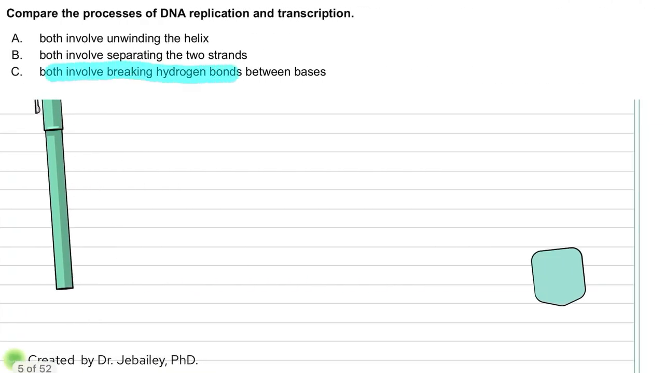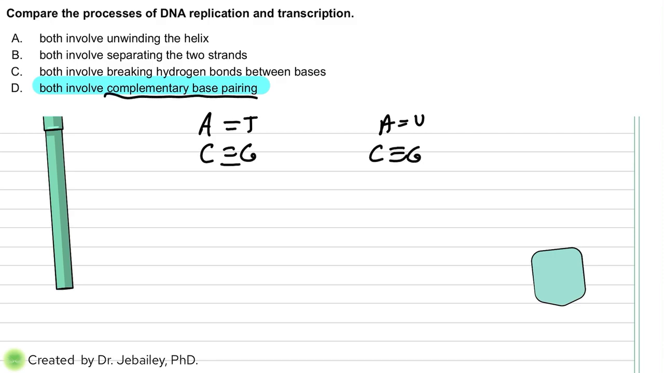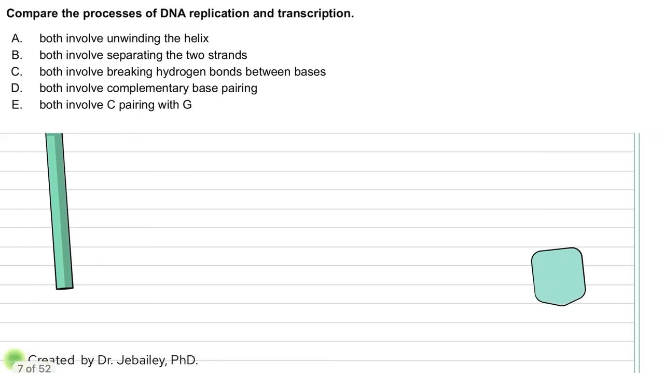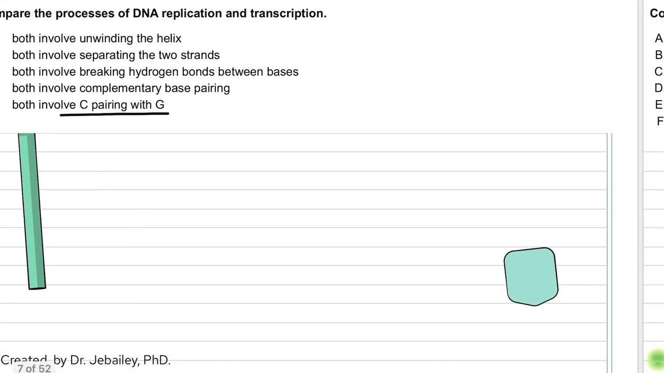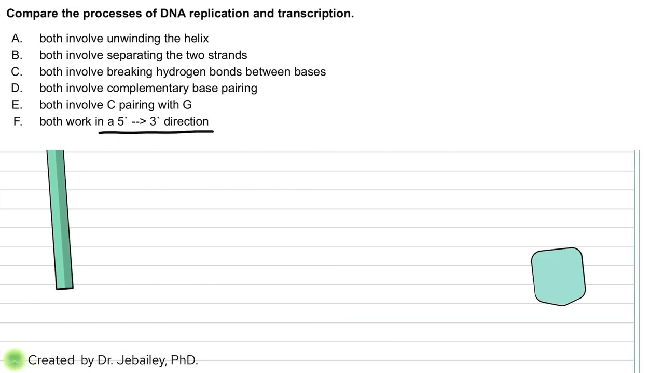Both involve breaking the hydrogen bonds. That's an interesting one. I didn't think about that one. Both involve complementary base pairing. That is true. That means one is working with A with T, the other one is working with A with U, one is working with C and G, and here you can see G. So that's what I mean by complementary base pairing. Both involve C and G pairing. That is true. They both work in a 5 to 3 direction. Yes, they're all going to build up from 5 to 3.